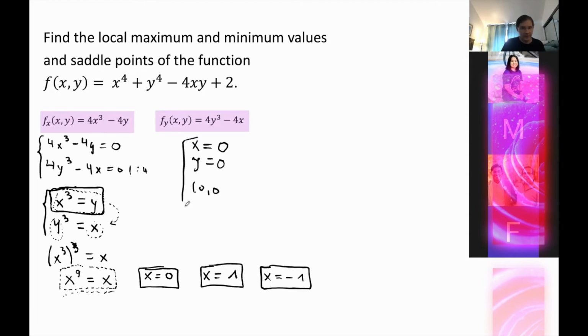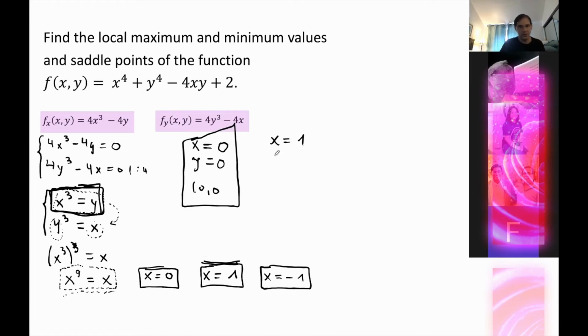Let's look now at the second case. The second case would be when x is equal to 1. When x is equal to 1, could you tell me what is the corresponding y? One. Excellent. Y is also 1. So we have another critical point, 1, 1.